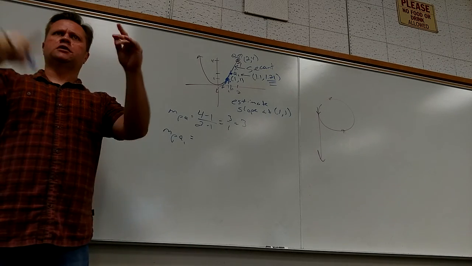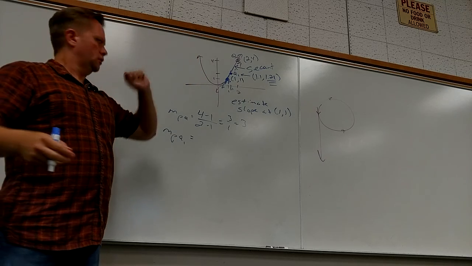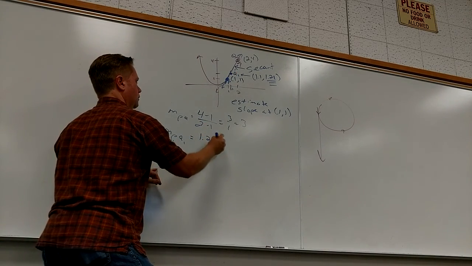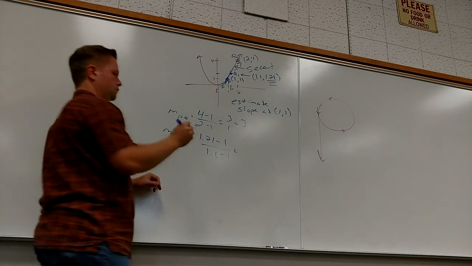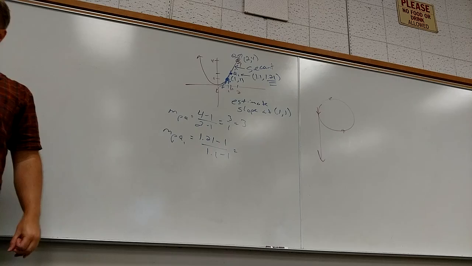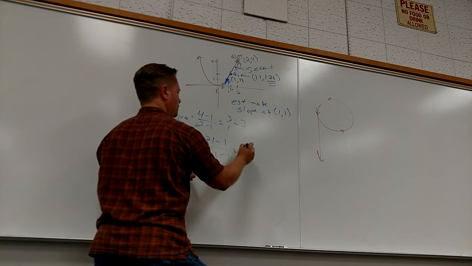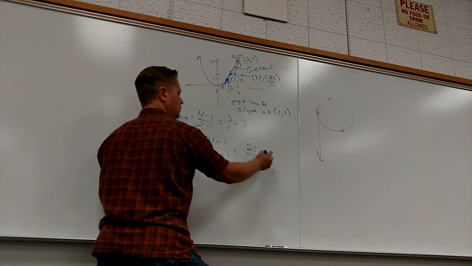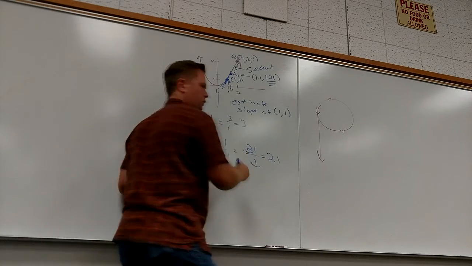Because what function is that sitting on? It's x squared. 1.1 squared is 1.21. So what's the slope between those two now? Yeah, so it'll be 0.21 divided by 0.1. 2.1.